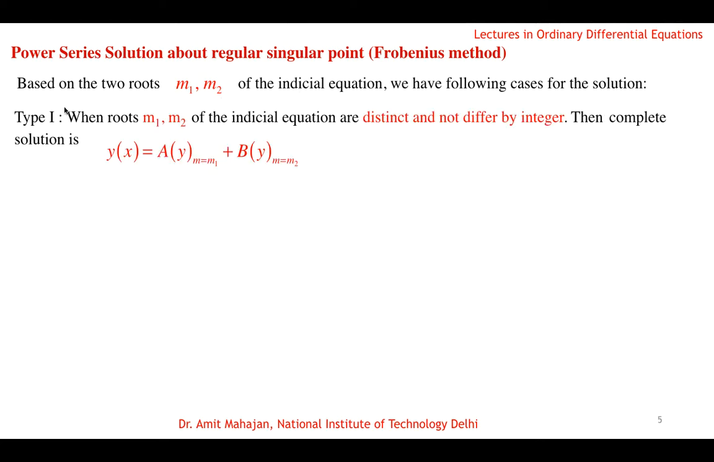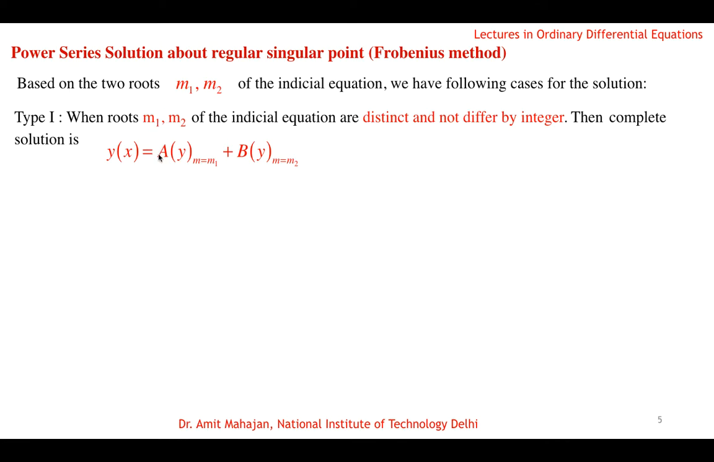Case 1, or type 1, is when the roots m1 and m2 of the indicial equation are distinct and their difference is not an integer. Then the complete solution can be written as a linear combination of the solution at one root and the solution at the other root. The solution is calculated at the first root m1 and at the second root m2, and their linear combination is the complete solution. So this is one very simple case.